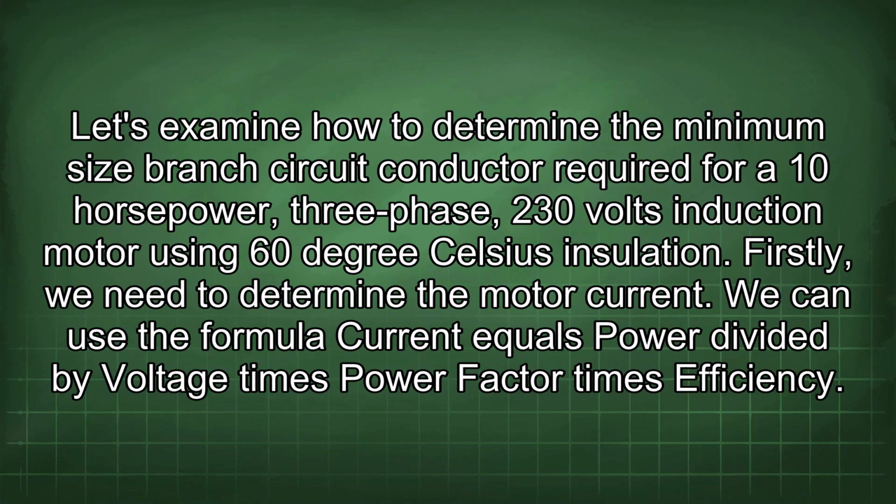Let's examine how to determine the minimum size branch circuit conductor required for a 10 horsepower, 3-phase, 230 volts induction motor using 60°C insulation. Firstly, we need to determine the motor current. We can use the formula current equals power divided by voltage times power factor times efficiency.